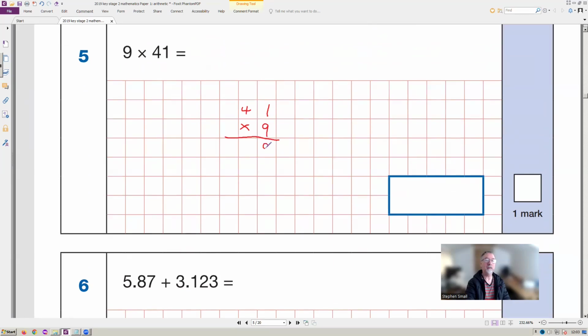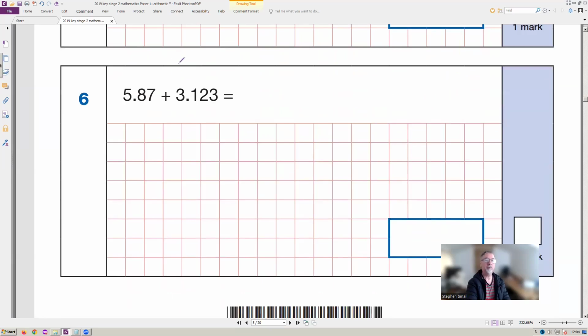9 ones are 9. 9 fours, this is where it's good. I think it's 36. So our answer, we've got to put it in the box. 369. Do tell me if I've got it wrong, anybody.